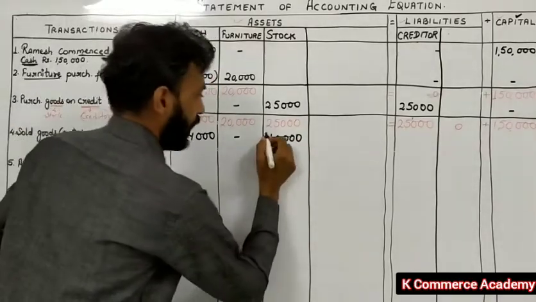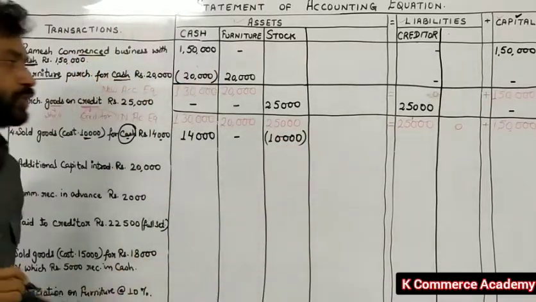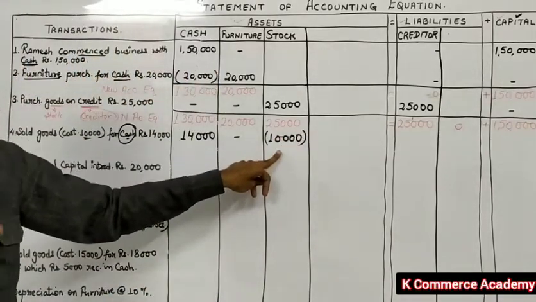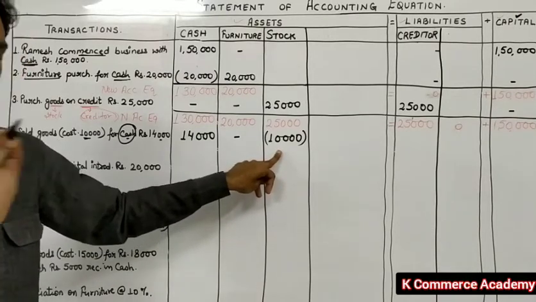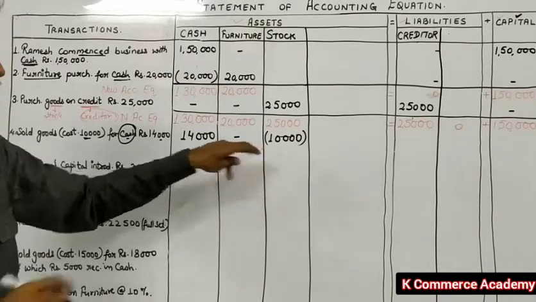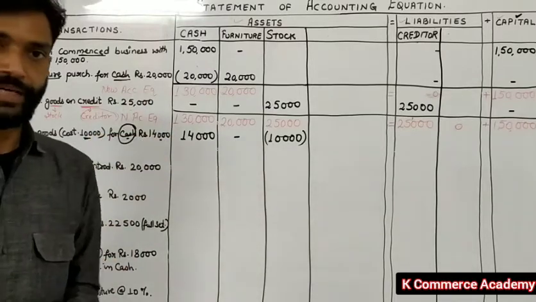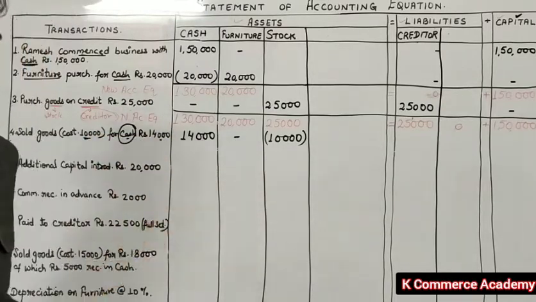And as you know, any amount that has to be deducted is shown in brackets. The brackets represent negative figures. We do not use the minus sign. We do not use the subtraction sign. Instead, we put the figure within brackets that represents the amount has to be deducted.